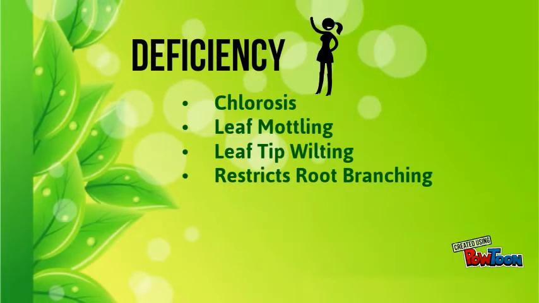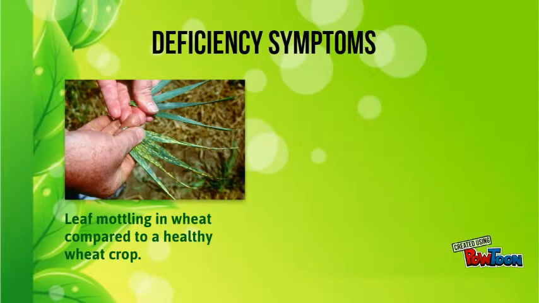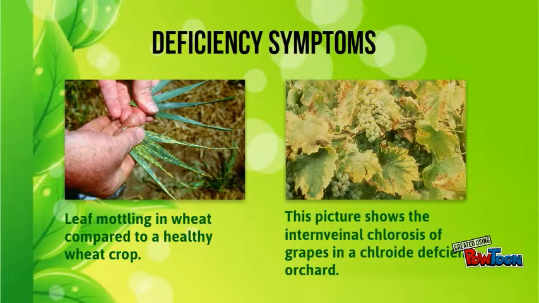Chloride deficiencies. The symptoms of chloride deficiencies include chlorosis, leaf mottling, leaf tip wilting, and restricted root branching. In the picture on the left, you can see an example of leaf mottling in wheat with a mosaic pattern compared to a healthy wheat crop. In the right picture, you can see an example of grapes, which has strong chlorosis in the interveinal tissue.